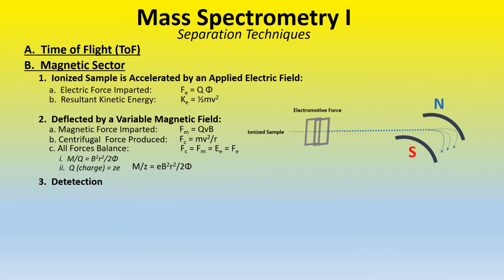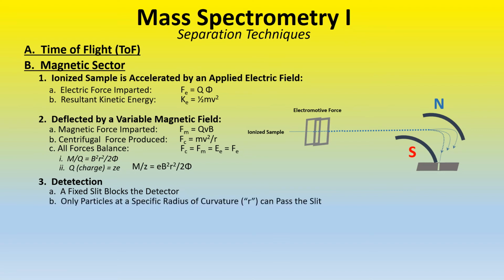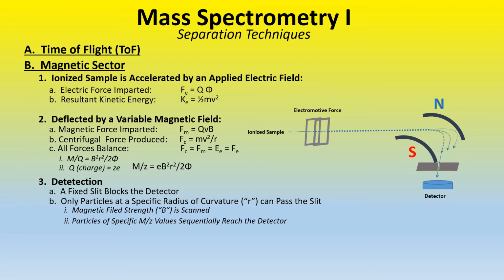Detection occurs mechanically, very simply. A fixed slit blocks the detector. Therefore, only particles at specific radiuses of curvature can pass the slit. So in this method, magnetic field strength is scanned so that particles of specific m over z values will sequentially be able to pass through the slit and reach the detector.